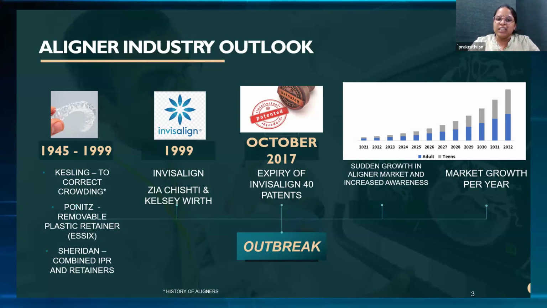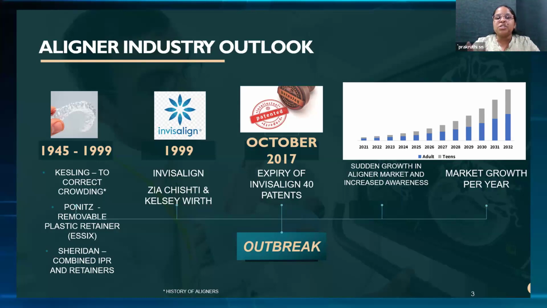But in 1999, Zia Sisti and Kelsey Wirth, two MBA students from Stanford University, one of whom had undergone orthodontic treatment, had a relapse, went back to the orthodontist, and were given something similar, thermoform sheets, to correct the minor relapse that had happened. That is when they got the idea: why don't we combine CAD-CAM technology with these thermoform sheets and try moving the teeth? That's when they came up with Align technology in 1999.